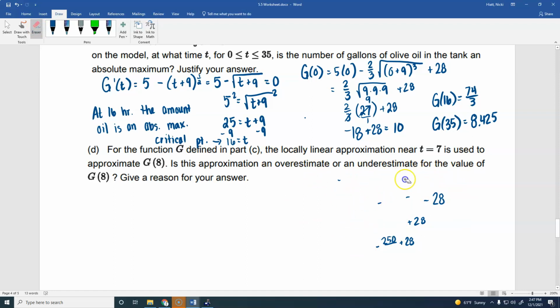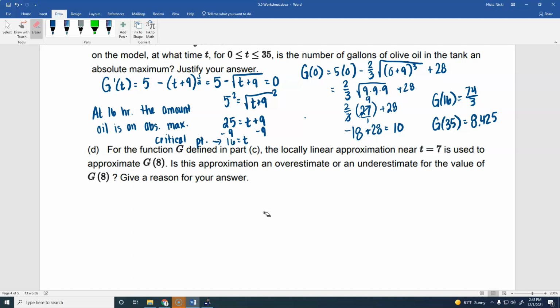Okay. Quiet, please. All right, so for D, it says for the function G defined in part C, the locally linear approximation near. No, we ran out of room, so I put some stuff down there, but we haven't looked at it. Okay, I just ran out of room.